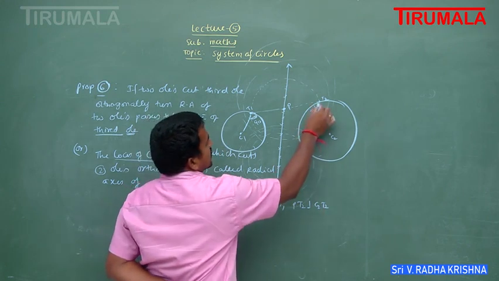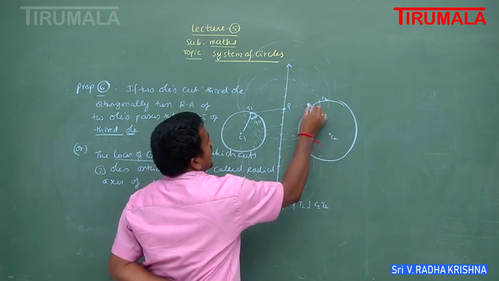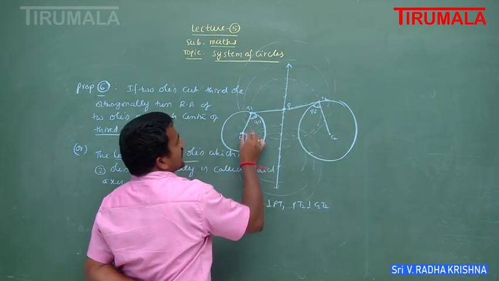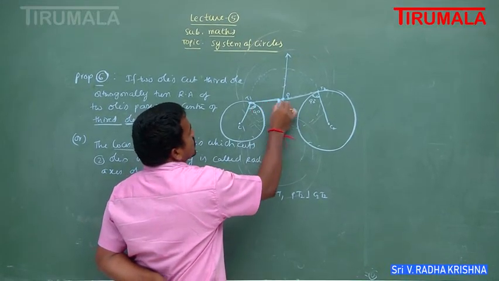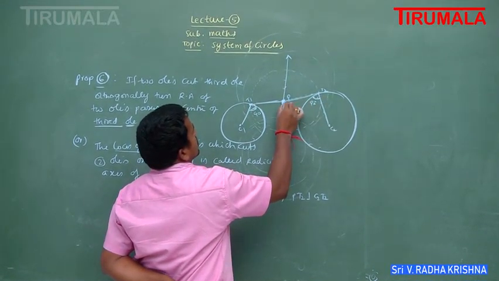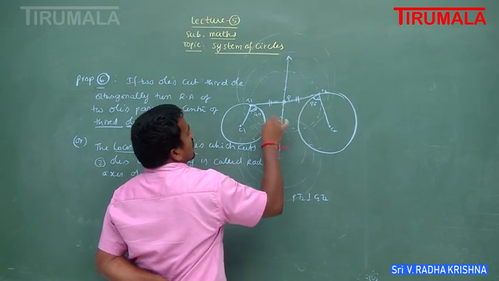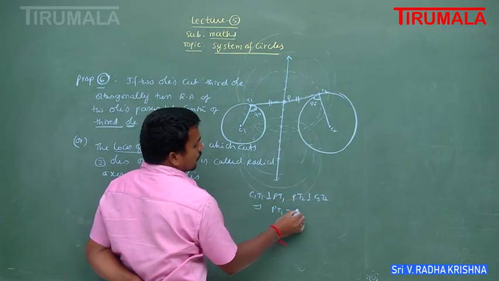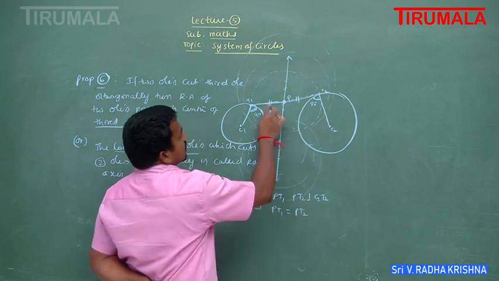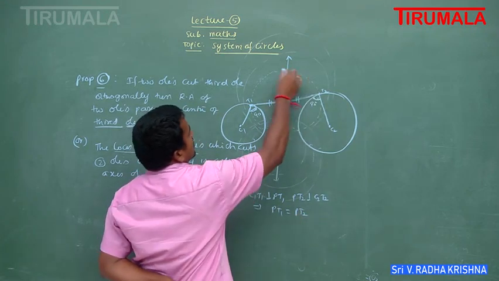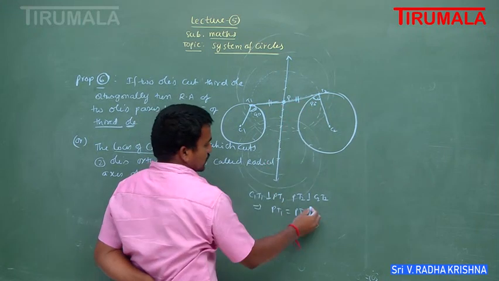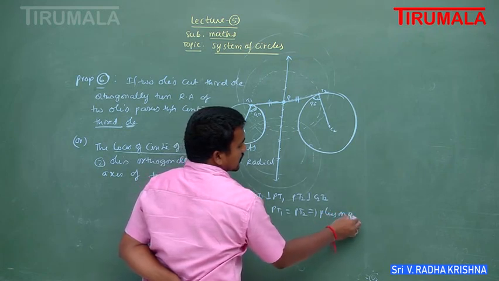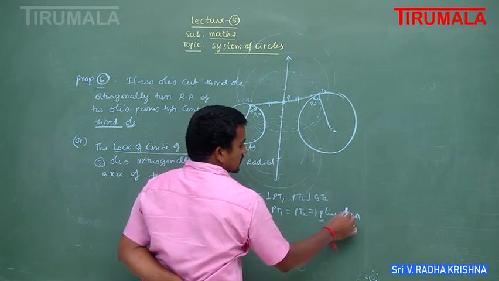Because these two circles intersect orthogonally, the angle between the radii is 90 degrees here, and here also. From this diagram, these two are the lengths of the tangents. A point lies on the radical axis when these two are equal. So from the diagram, PT1 equals PT2, so the lengths of the tangents are equal. By definition, this means P lies on the radical axis. So this is the locus of P on the radical axis.